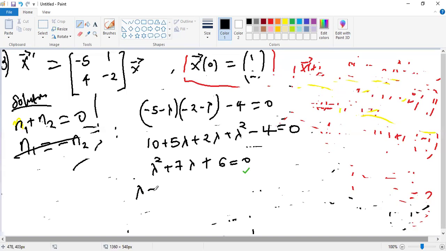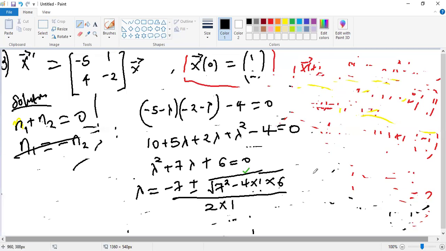Make lambda the subject of the formula by solving. So minus 7 plus or minus the square root of 7 squared minus 4 times a times c, quadratic formula. All this divided by 2 times a. So what are the values for lambda? Lambda is equal to 7 squared is 49. What is 4 times 6? Is it 48? 24. Yeah? 24. So 49 minus 24 will give us what? 25, right? Square root of 25 is 5. So I have 7 plus or minus 5 over 2.